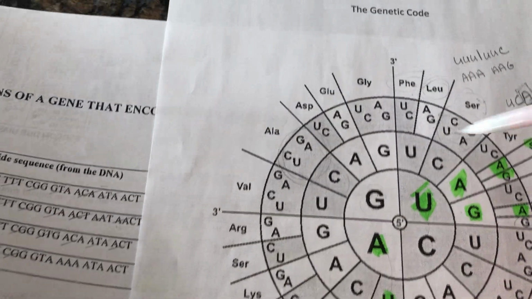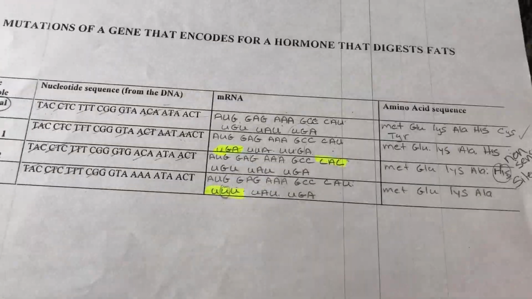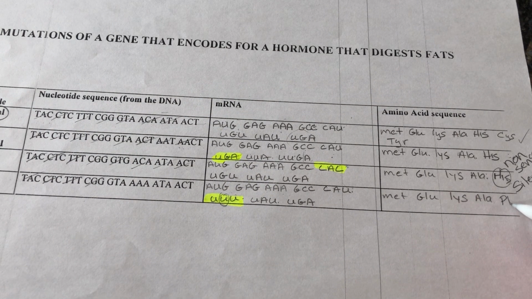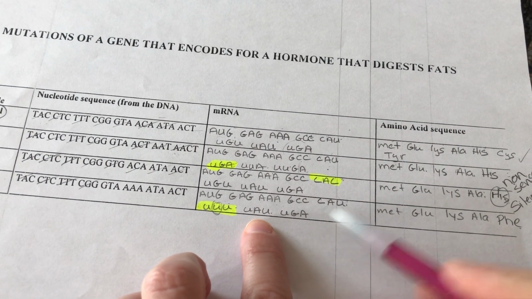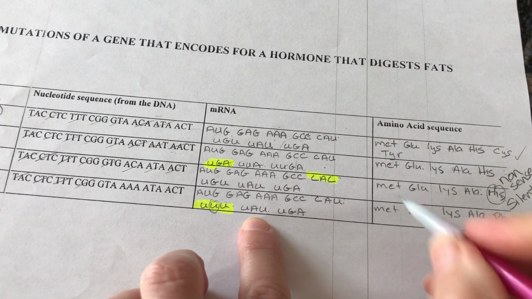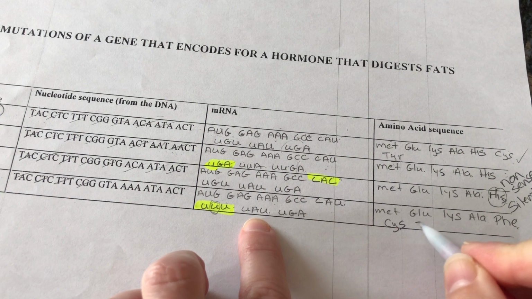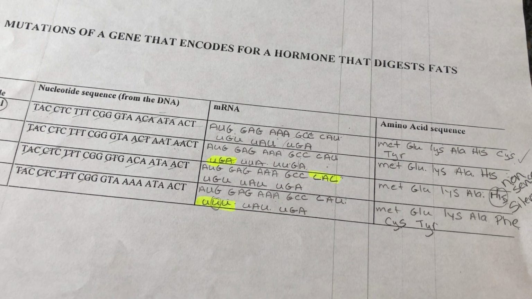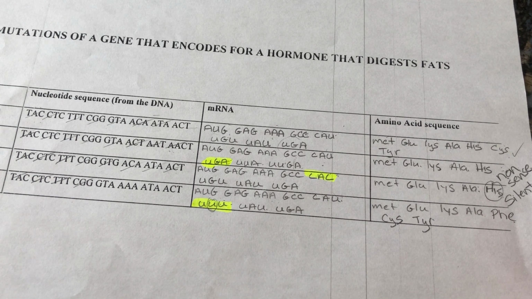So U codes for phenylalanine, okay? And that's going to give us phe, all right? And then everything else is the same after that. So instead of having just his, we have phe, and then we have cis because that's the same, and then tyrosine, all right? So we've got those. This is no longer a silent mutation. This is a missense mutation.